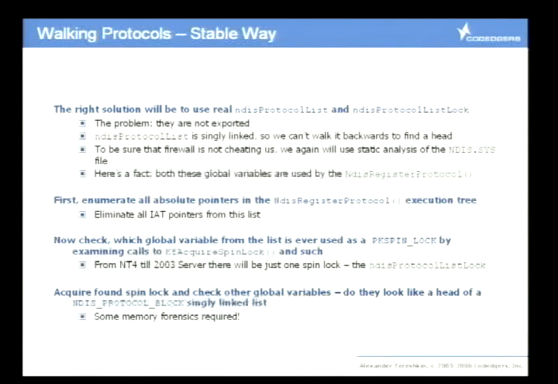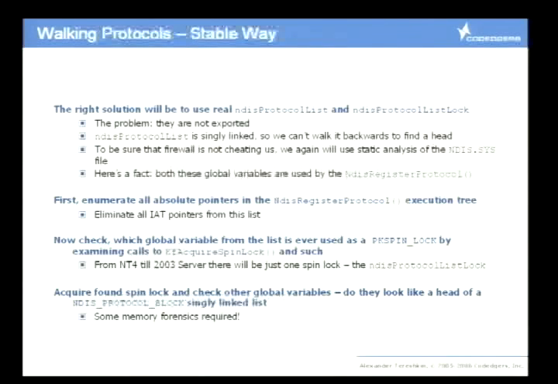But we can perform static analysis of ndis.sys driver to find all these variables, because they are global, and it's easy to find them by walking the NdisRegisterProtocol function. Both of these global variables are used by this function. So if we enumerate all absolute pointers of this function, we will have a list of variables, and two variables from this list will be the ones we need.